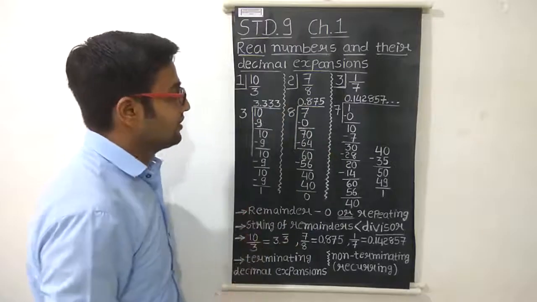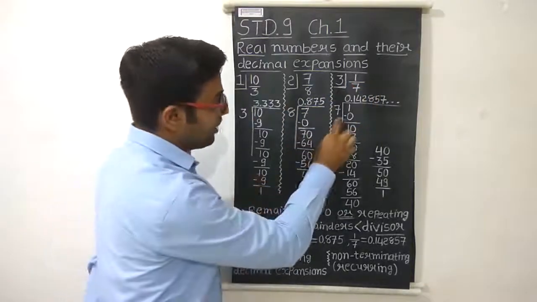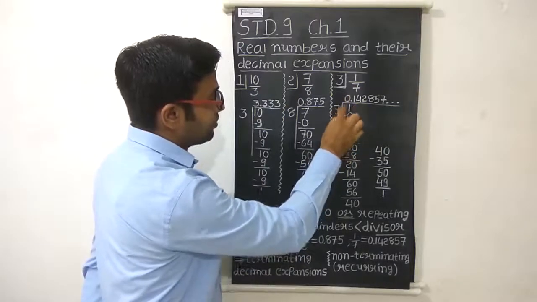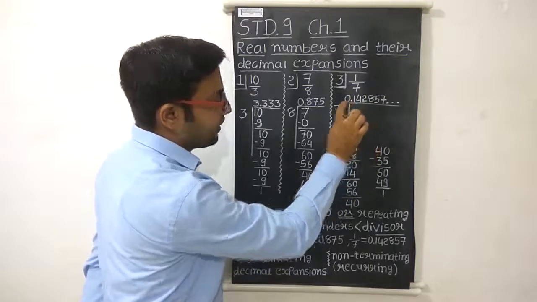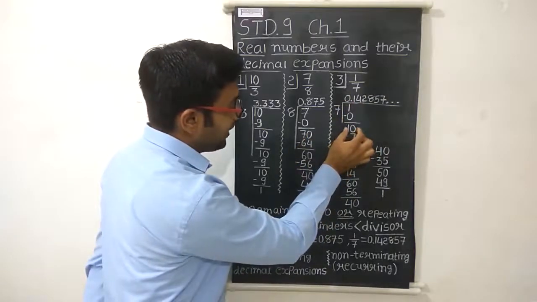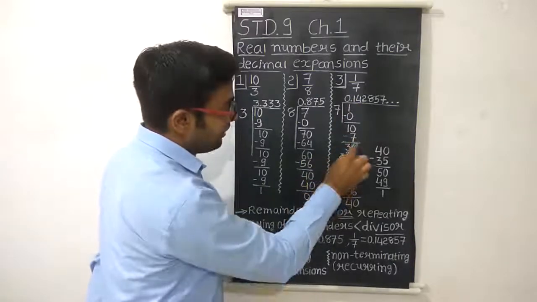What is the third case? If we divide 1 by 7, we cannot divide directly. So first we take 0: 7 zeros are 0. Then, to put a 0 here, we take a decimal point. Now it becomes 10. 7 1s are 7. What is the remainder? 3. Again we can put 0.